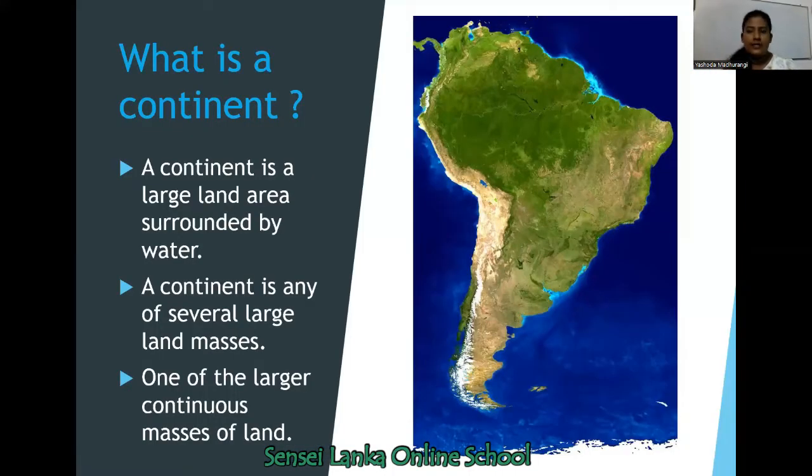What is a continent? Up to now, we discussed these are the continents in the world. They are having different names. They are in different sizes. They are in different shapes. But do you know what is a continent? Can you define them? Can you explain what is a continent?